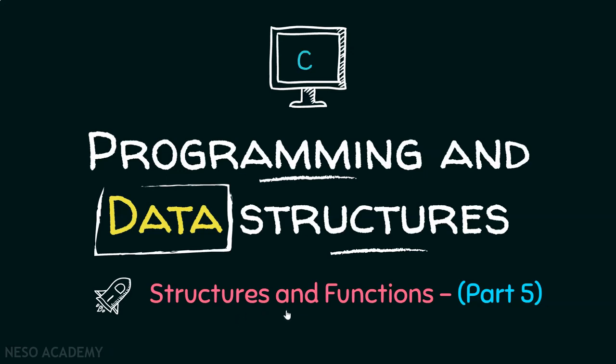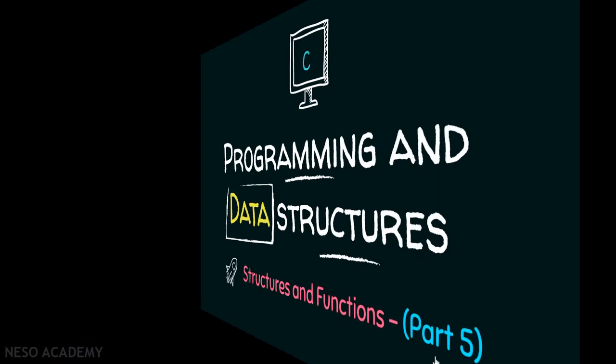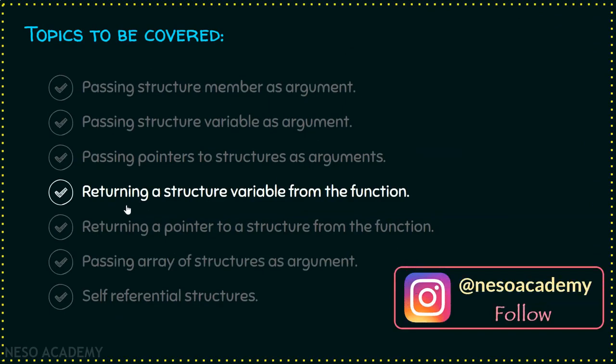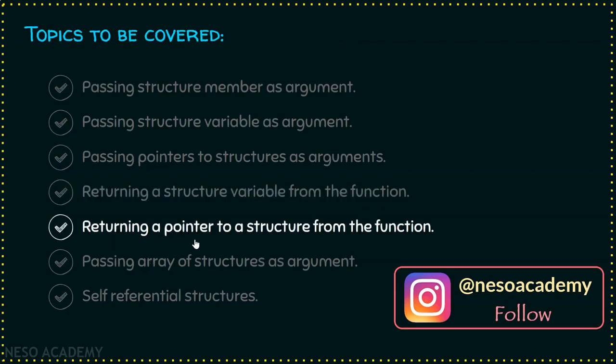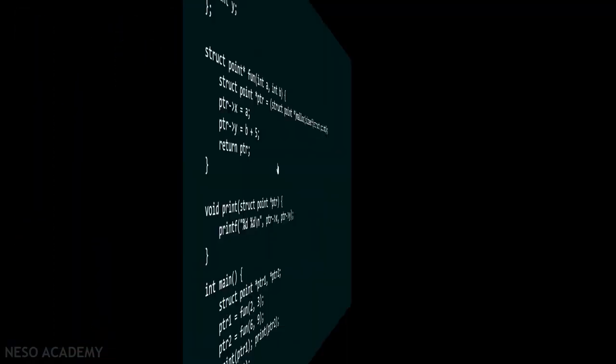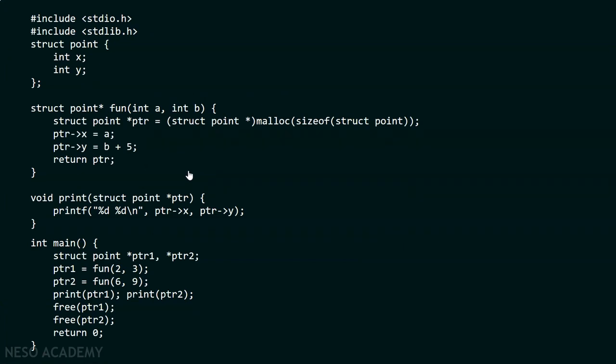Let's discuss structures and functions part 5. In the previous presentation, we have learned how to return a structure variable from the function. Now in this presentation, we will learn how to return a pointer to a structure from the function. Here we are directly considering the program.